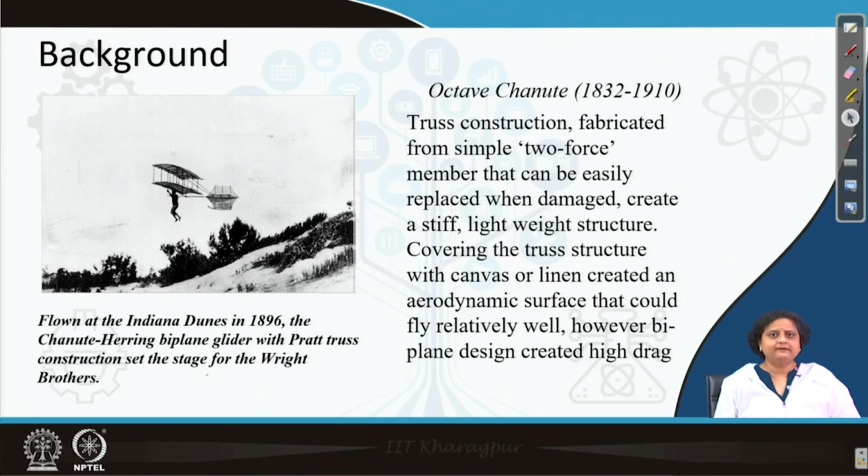after him several engineers and designers have further evolved the design of aircraft structure. So, from the next lecture onward, we will discuss how aircraft structure slowly evolved from the truss structure developed by Chanute, and finally how the modern day aircraft structure is the most efficient and most commonly used design nowadays.